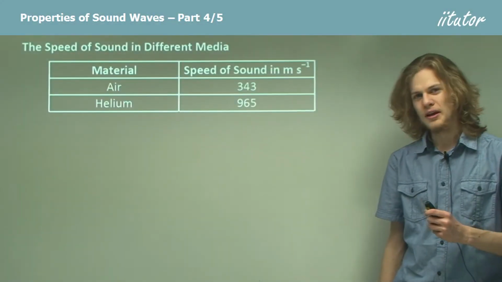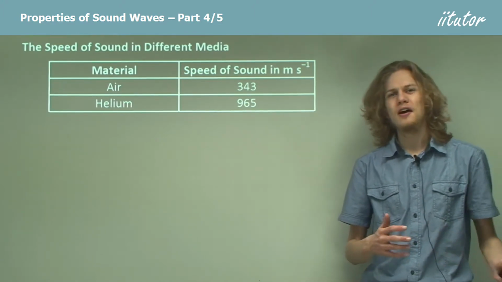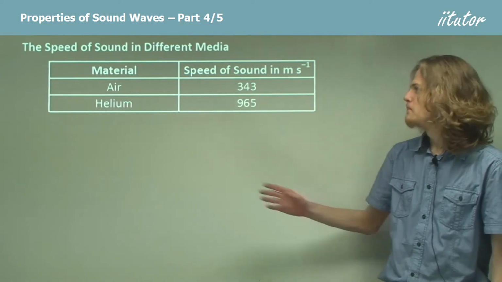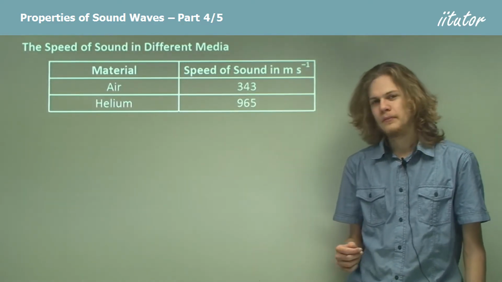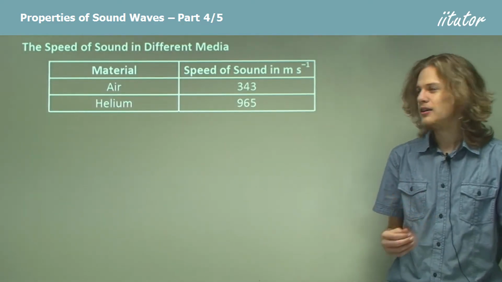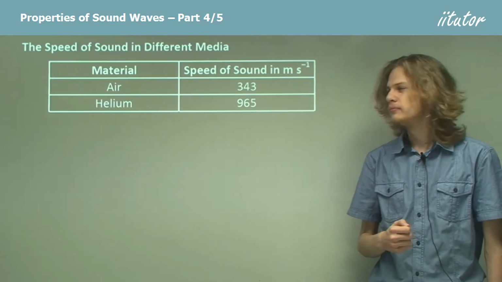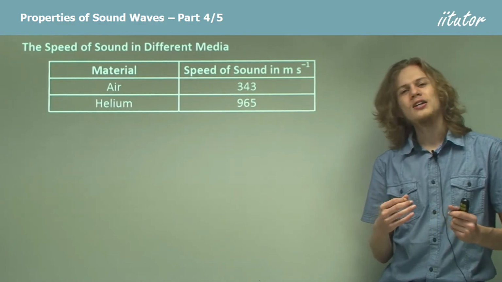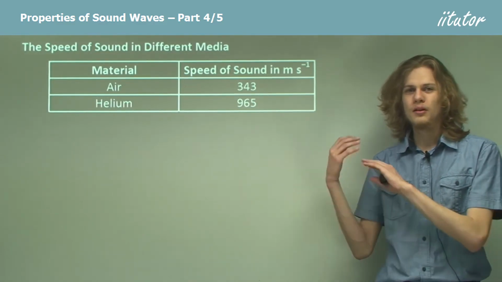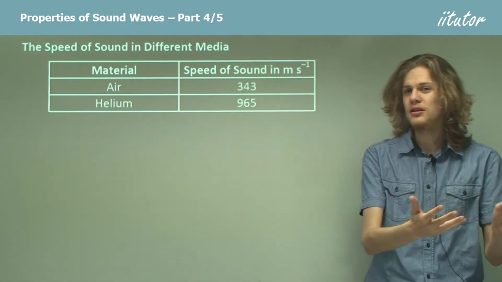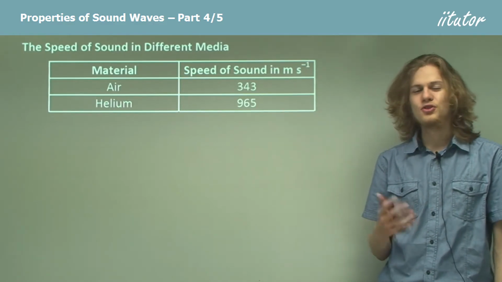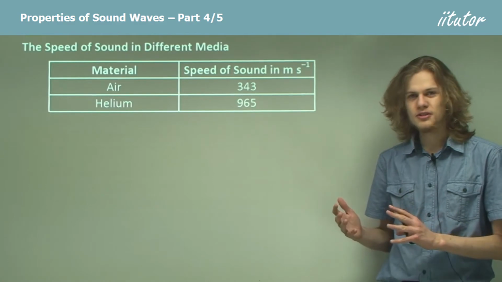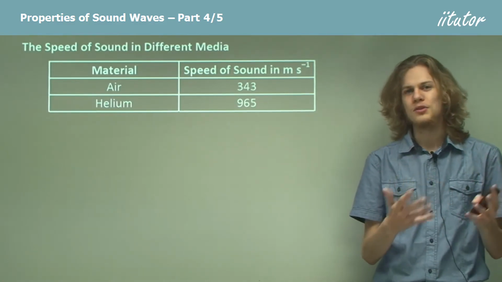So we have a table here of the speed of sound in various different media. First we have two gases, air and helium. We can see that the speed of sound in air is about 343 meters per second. So that means that every second a sound wave can propagate across 343 meters of air. This is assuming that we're at standard temperature and pressure. That is 25 degrees Celsius at normal 1 atmosphere pressure.